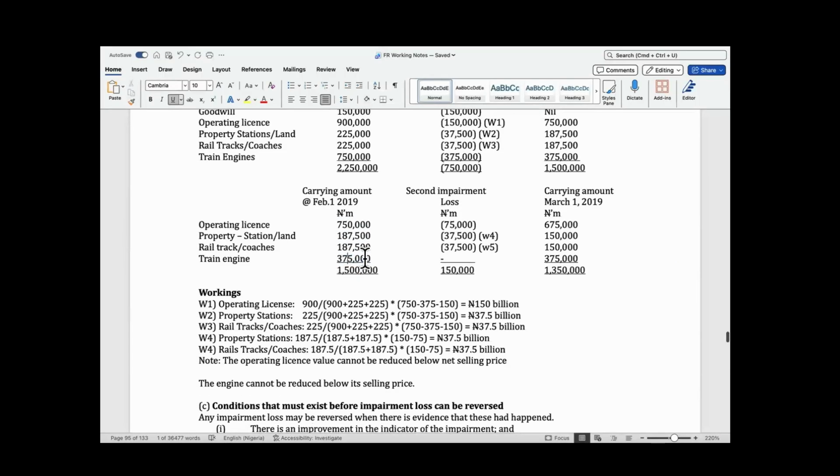In allocating to other assets, I should allocate to these four assets, but I cannot. One, this train engine is already at its net selling price. That is its net realizable value. I cannot impair that further. So I just extend it. I cannot impair it further.